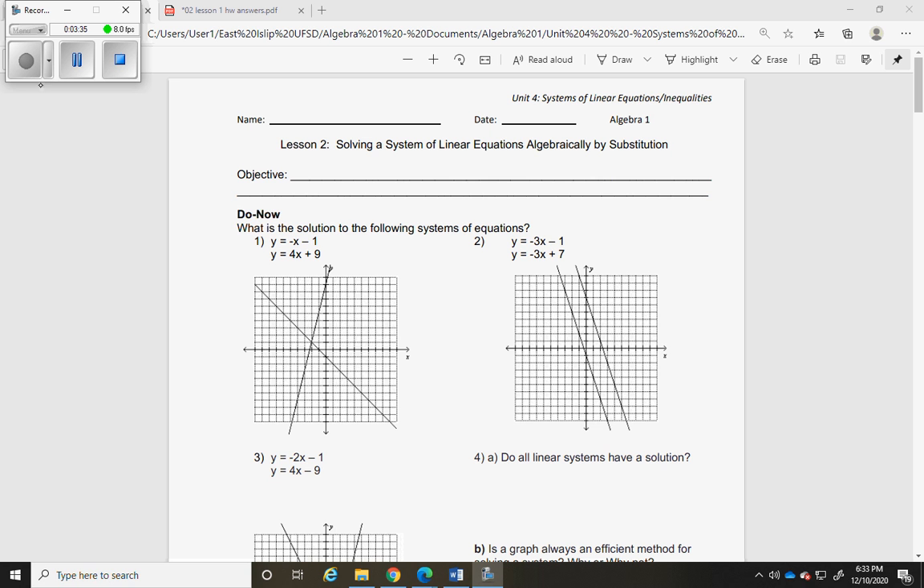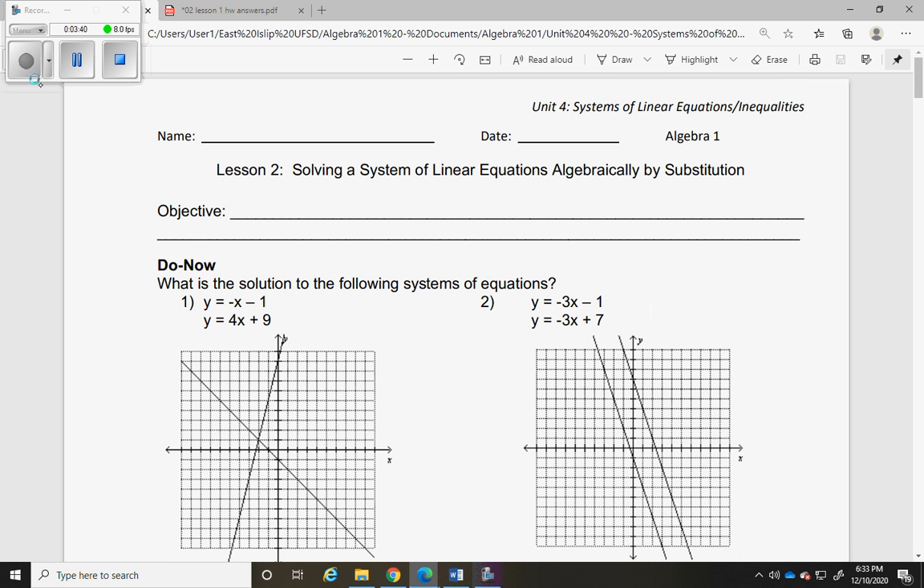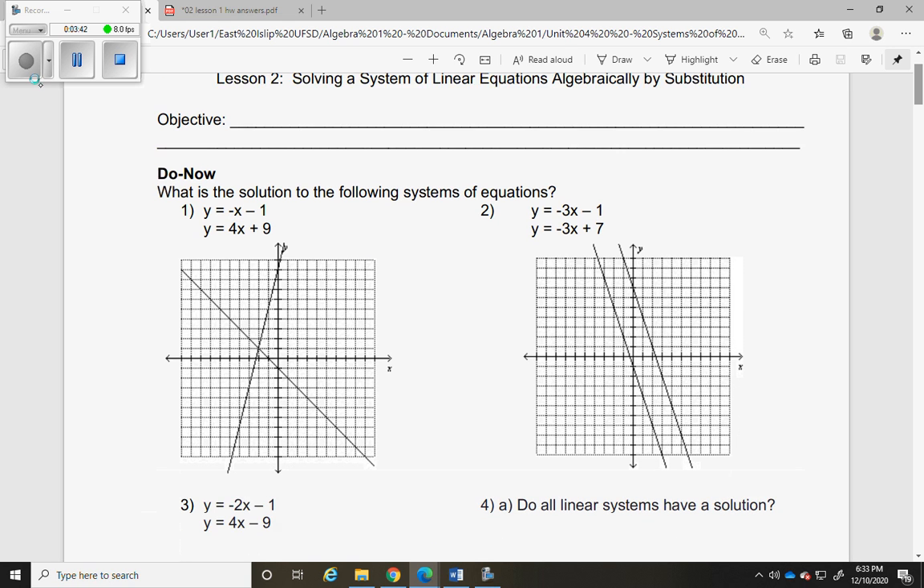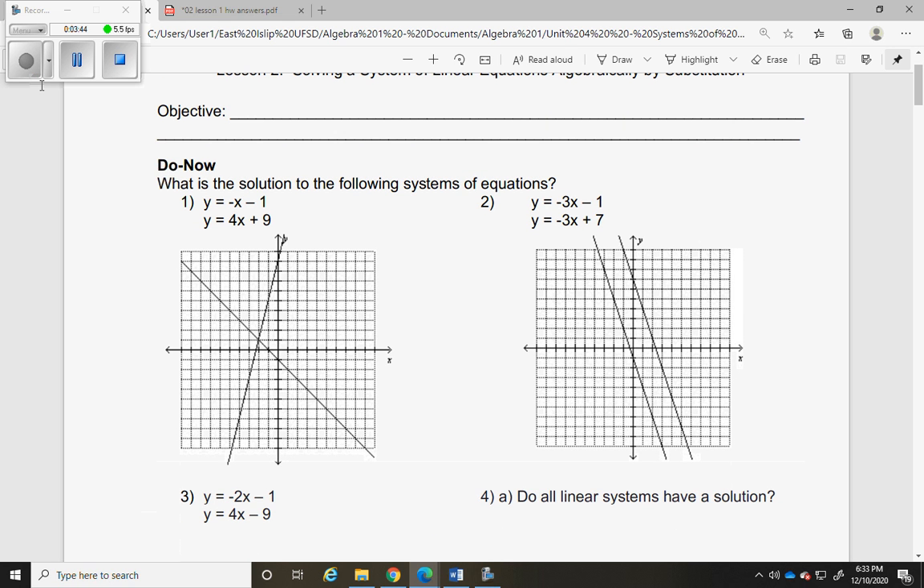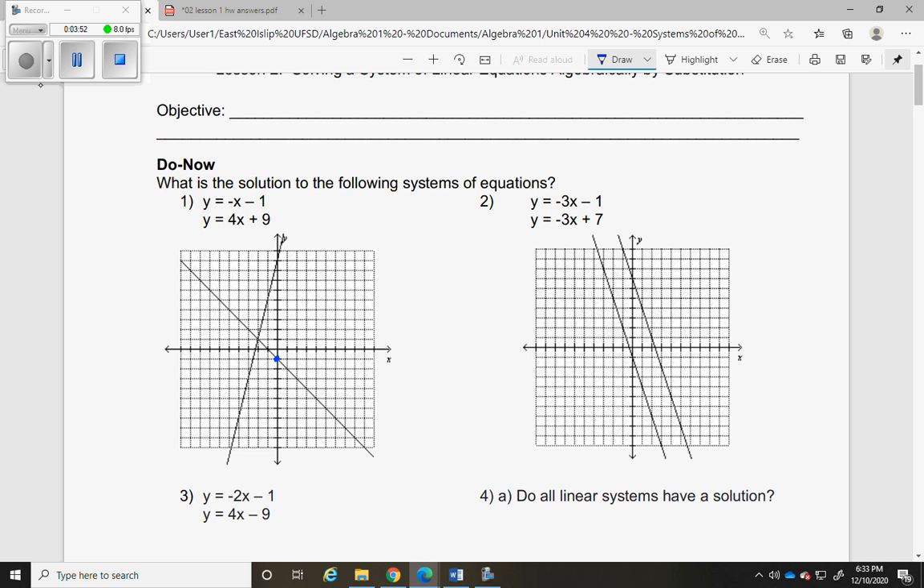So on your do now, you didn't have to graph these yourself. The lines were already graphed for us. We can go and label them, which would be a really good thing to do. For the equation y = -x - 1, you can see this line has a y-intercept of -1. It goes down 1 over 1, so this is the line y = -x - 1.